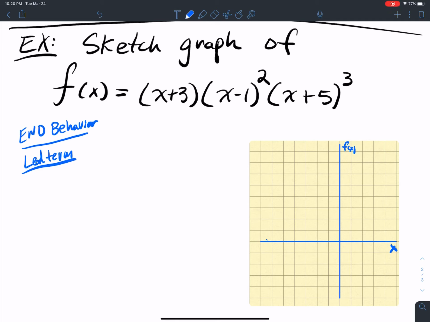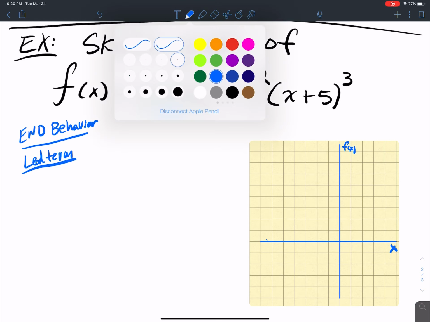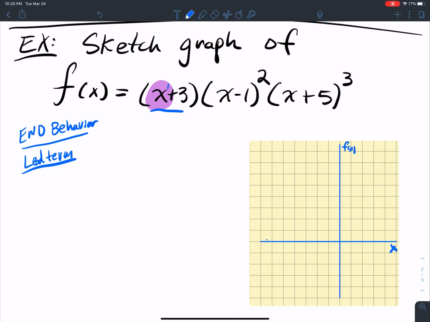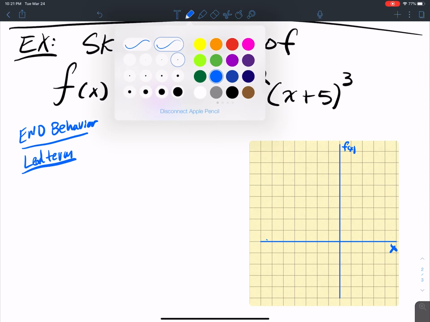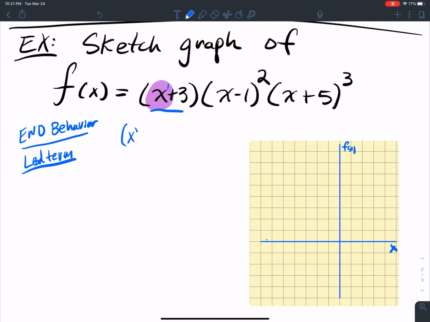With the first factor, it's degree 1. The lead term is x, so I'm going to multiply x how many times? 1 time. Okay. What's the lead term for the next one? It's an x again. How many do I have? I've got 2 of them, so I do x and then I do it twice. What is the lead term here? It's an x again. How many do I have? I've got 3 of them, so I'm going to do x and I do it 3 times.